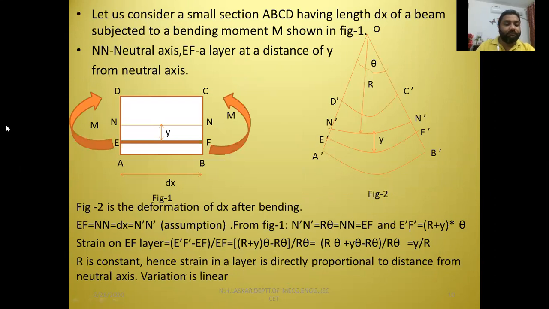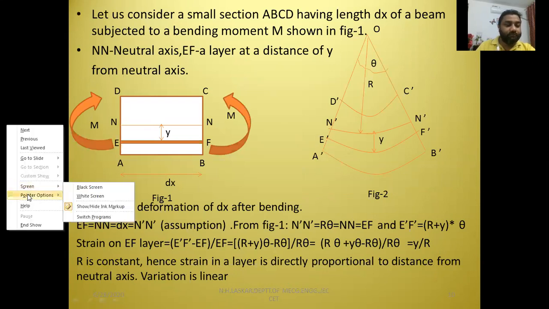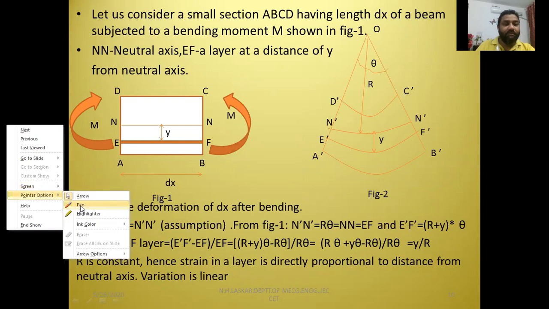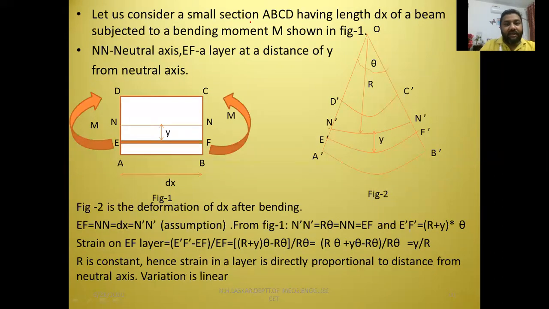Now, see, let us consider ABCD, a small section having length dx, of a beam subjected to a bending moment M as shown in the figure. So this is the bending moment, and this is the second bending moment applied on the section.